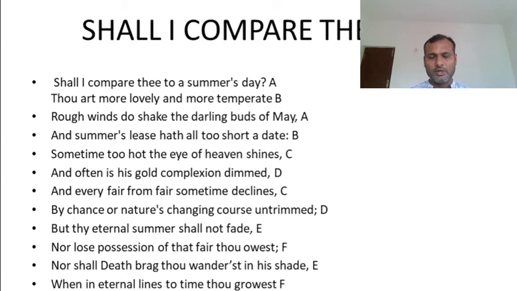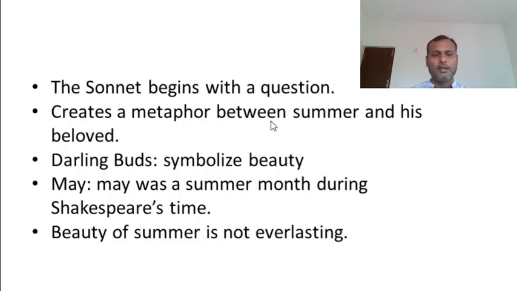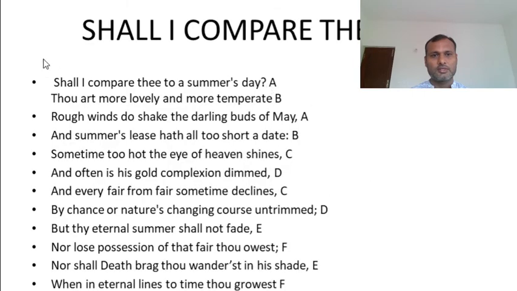So I hope you are able to understand the rhyme scheme of the Shakespearean sonnet, and this is how almost all of the sonnets of Shakespeare appear. And you have seen, "Shall I compare thee to a summer's day?" The first line of this sonnet begins with a question. You can see a question mark here. "Shall I compare thee to a summer's day?" So the first line of the sonnet starts with a question.